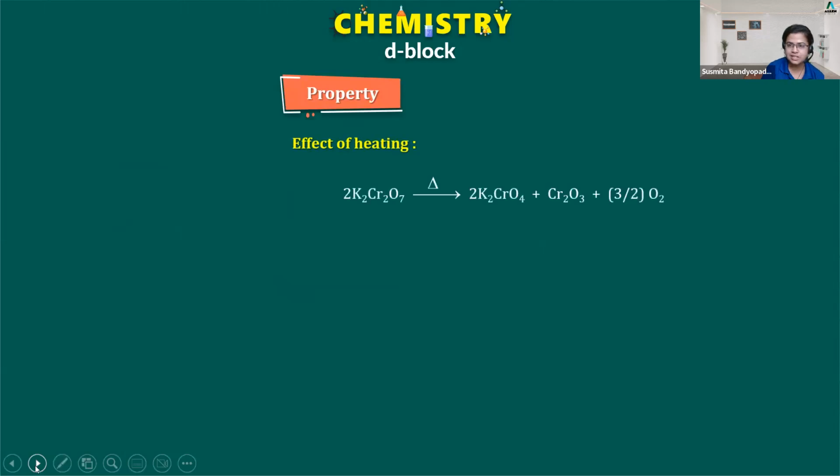Effect of heating. Dichromate gives you chromate and chromium trioxide. CrO3 is chromic anhydride, someone asked. Nandana, I think so, yes. But here, mark it, remember it, it's potassium dichromate on heating giving potassium chromate plus Cr2O3 plus O2.